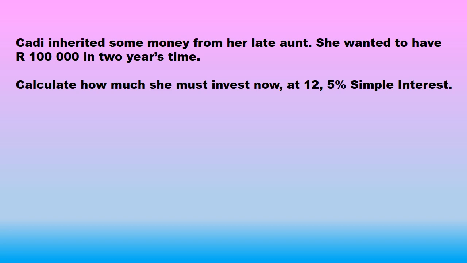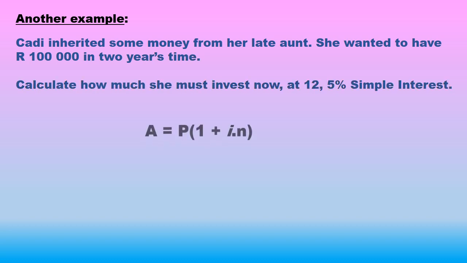Okay, so we've got the interest, we've got the future amount of money, we are looking for the present amount of money, and we also have the years. Hey, it's 2 years' time. So, they just read it again. There is your formula. A is equal to P, 1 plus I times N. So now we're going to replace the A with 100,000. Do you agree? The future amount, we want 100,000.